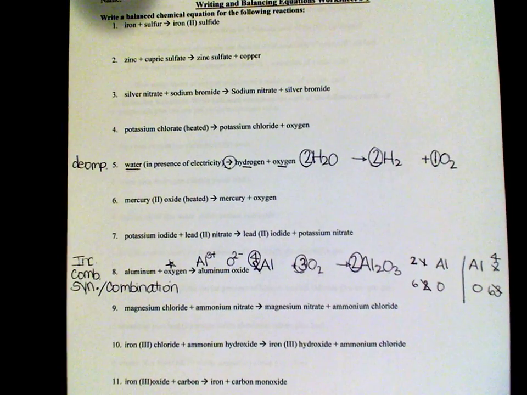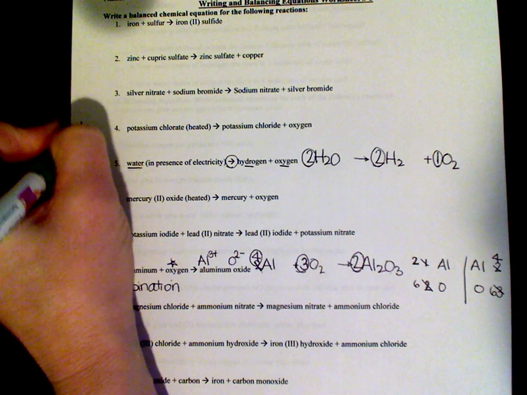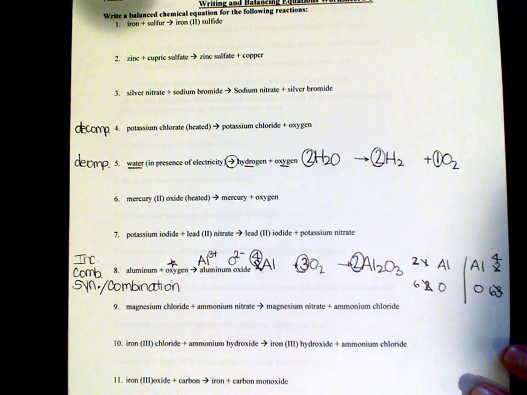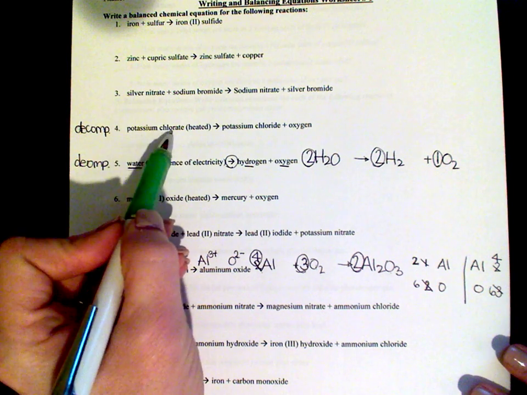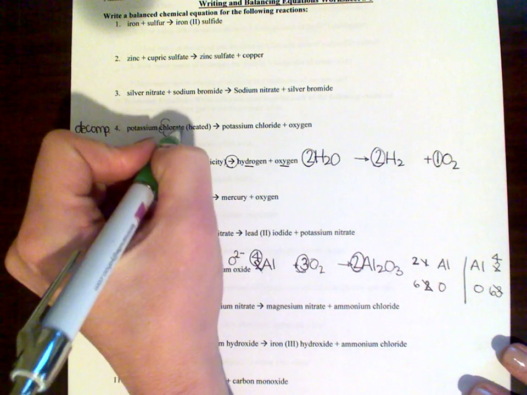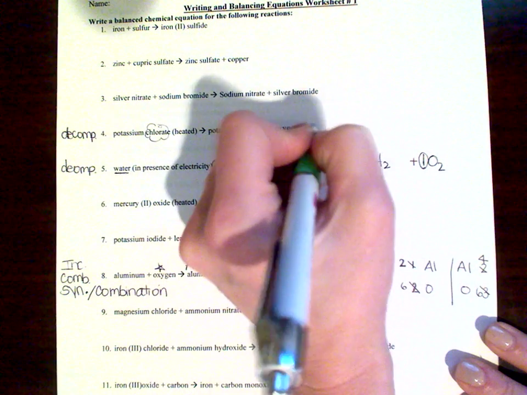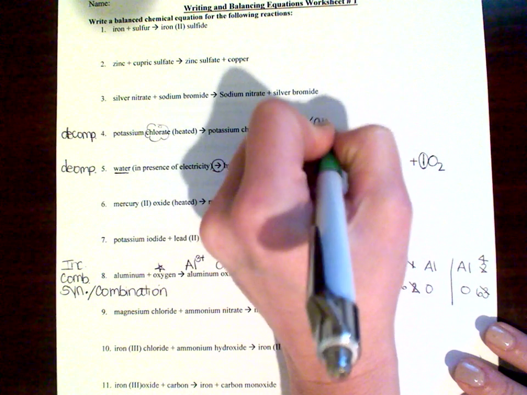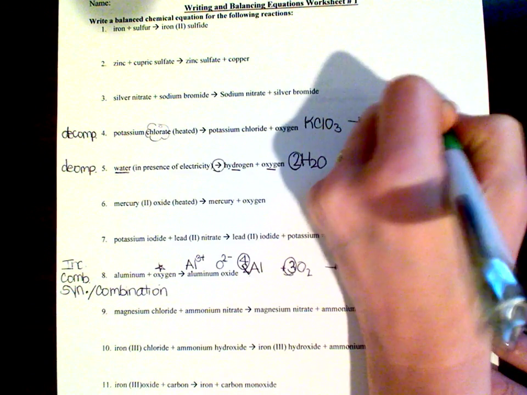It's also an example of a decomposition reaction. For this one, it's going to be a little bit more difficult because of my O's. So I'm going to show you how to do this one. Potassium chlorate. So notice that you got to go back and study those polyatomic ions. Potassium chlorate is KClO3. It breaks down when it's heated into potassium chloride and oxygen gas.